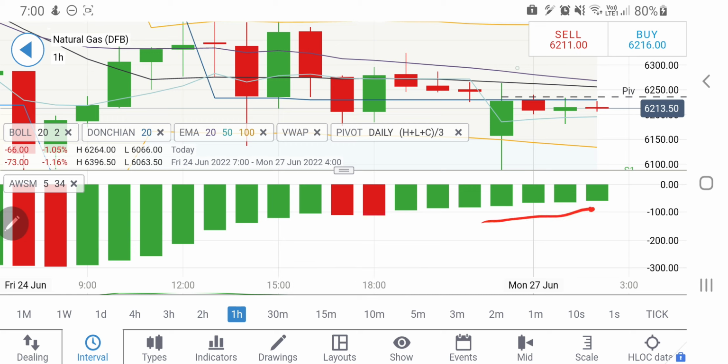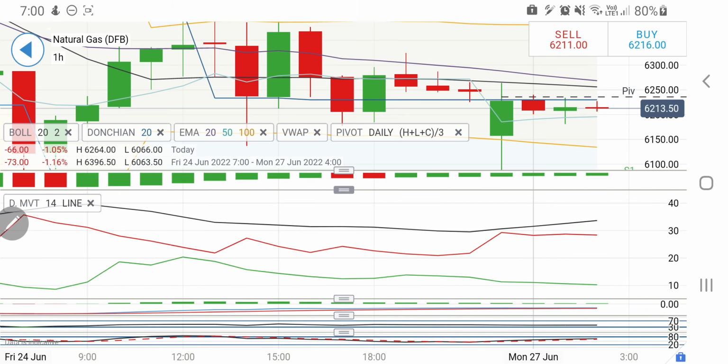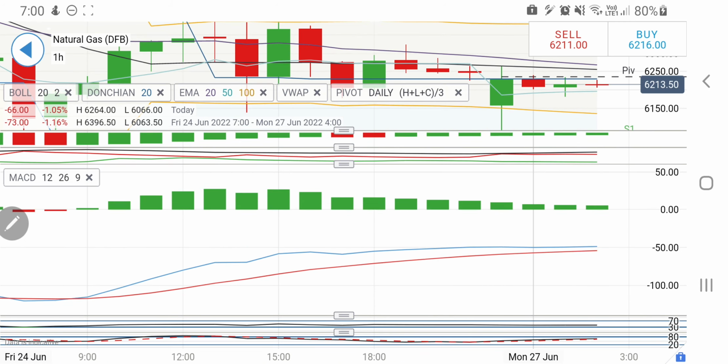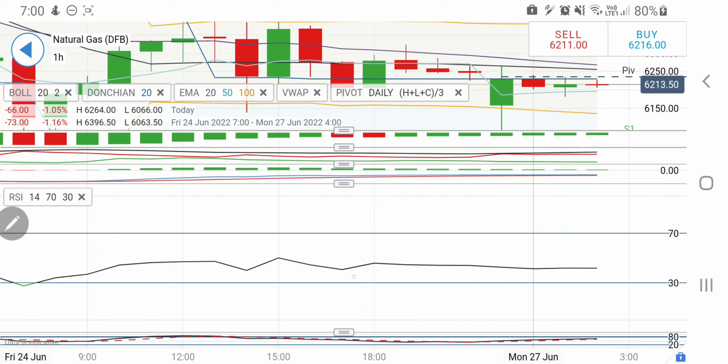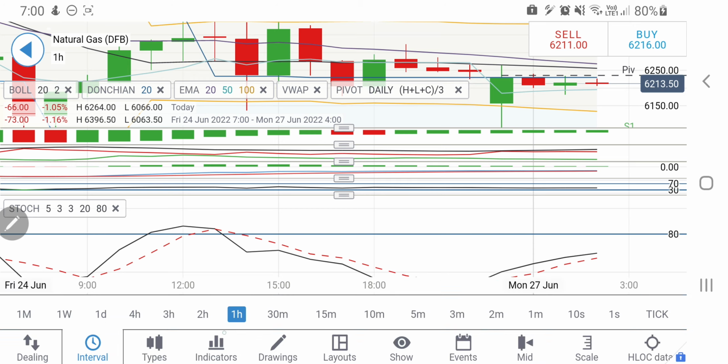Now look at the oscillator there. It is trading in the bearish side, trying to converge crossover for a bullish move. Directional movement is bearish, and the MACD is still bullish here, trying to trade with a very narrow divergence. RSI flat, stochastic looking upwards.